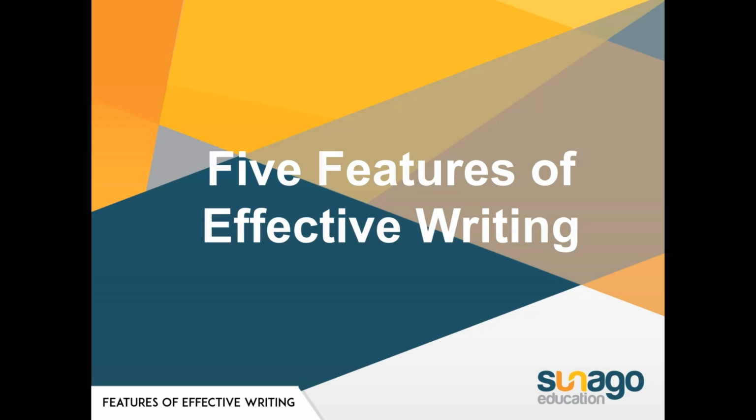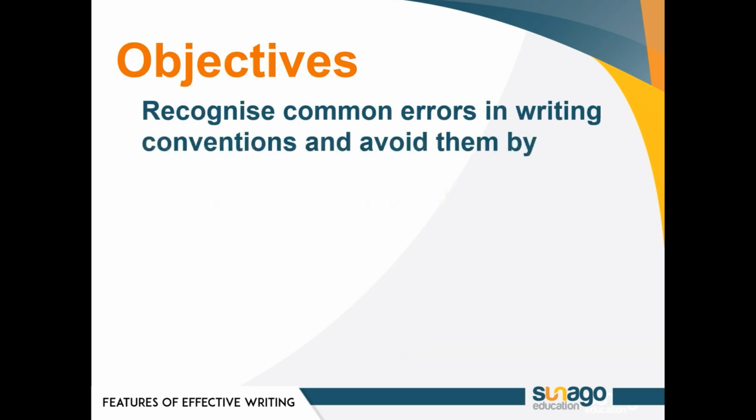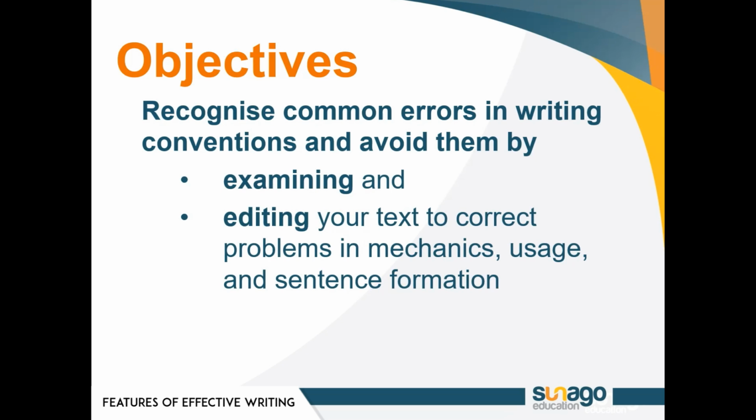Before moving on, can you tell me the other features that we've learned so far? Right! Focus, organization, support and elaboration, and style. Today, we are going to learn about conventions. In this lesson, you're going to learn to recognize common errors in writing conventions and avoid them by examining and editing your text to correct problems in mechanics, usage, and sentence formation.